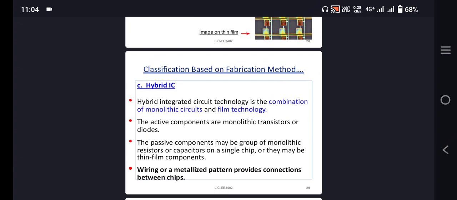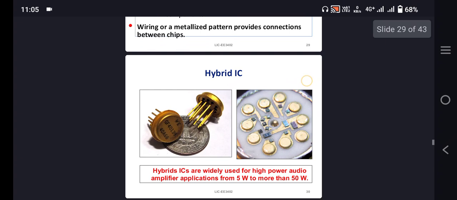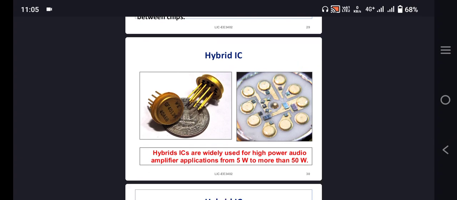Classification based on hybrid IC. From the name itself, it is the combination of monolithic circuits as well as film technology. Active components used here are monolithic transistors or diodes. The passive components are a group of monolithic resistors or capacitors. Wiring or a metallized pattern provides the connection between the chips. The images of hybrid ICs are represented here.